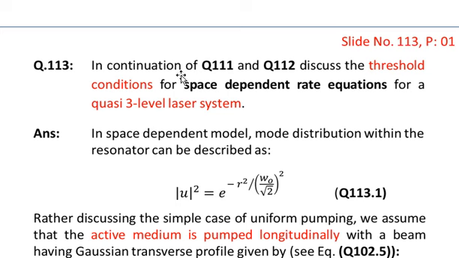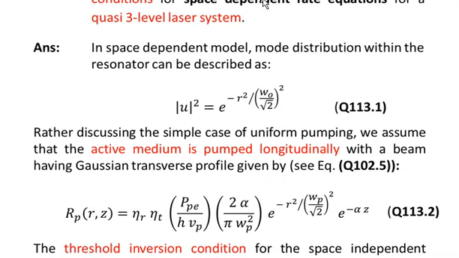The question is, in continuation of question 111 and question 112, discuss the threshold conditions for space-dependent rate equations for a quasi-3 level laser system. So you see that here we have to discuss the space-dependent rate equations, and we have to find the threshold conditions.